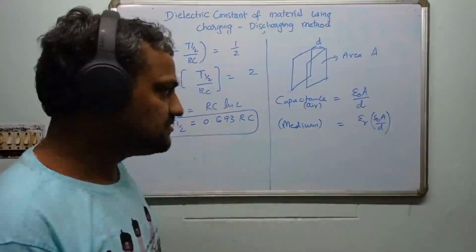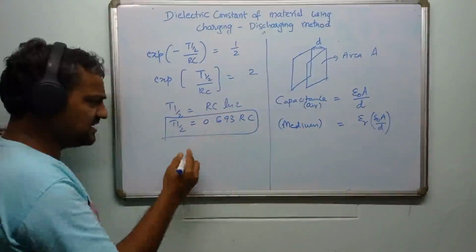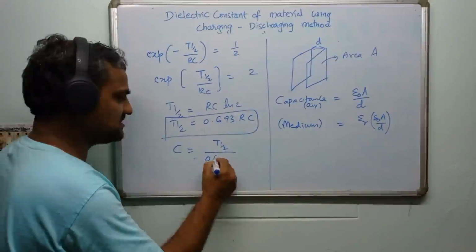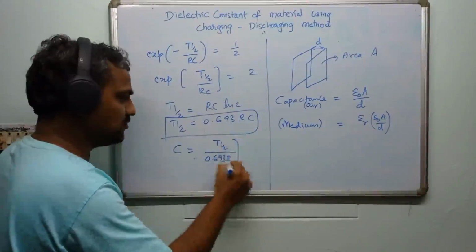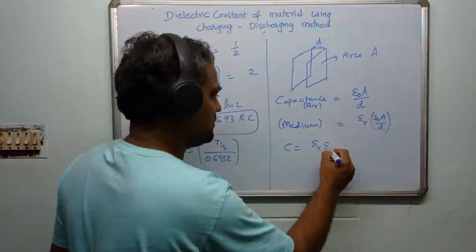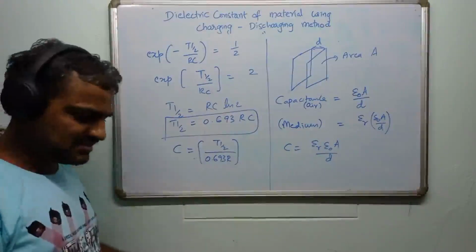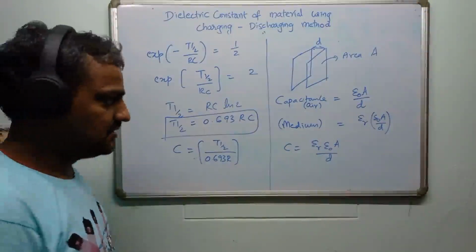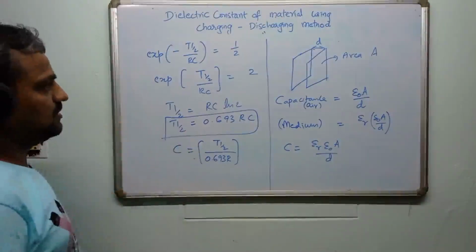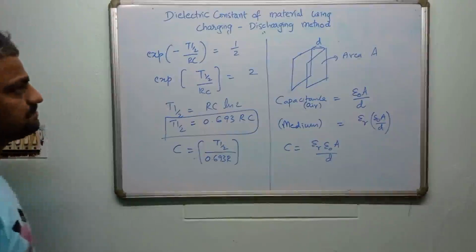Okay, so this is the formula for C, and we can combine both of them. In this case, I can write the same C as T half divided by 0.693 R. This is one portion. And the same C I can write as epsilon R epsilon 0 A divided by d. So these two C's are representing the same capacitance of the capacitor, so you can equate both of them. I'll erase the top portion and equate both of them.